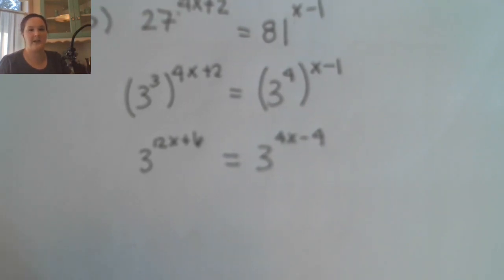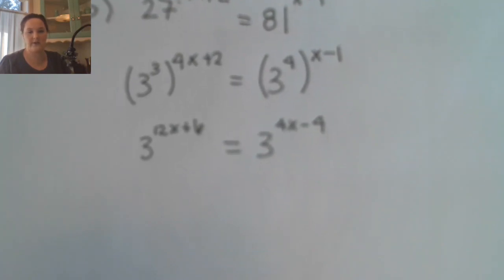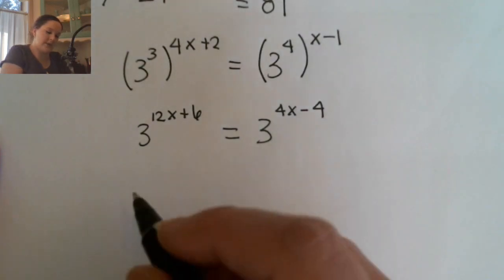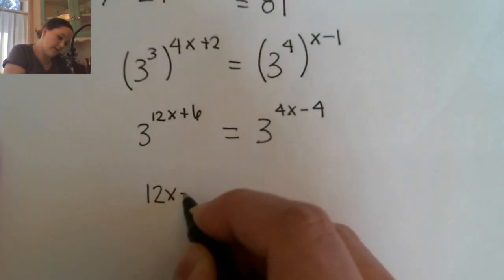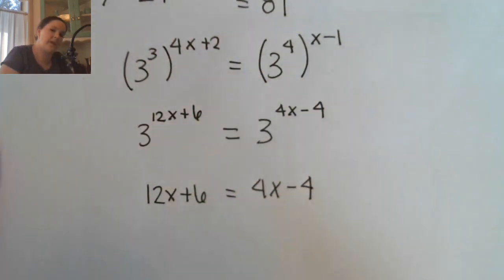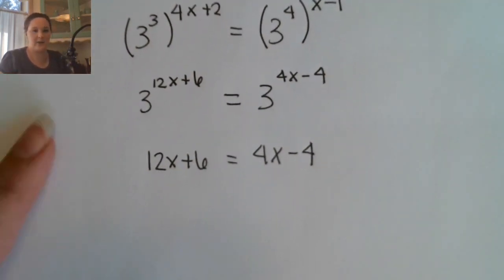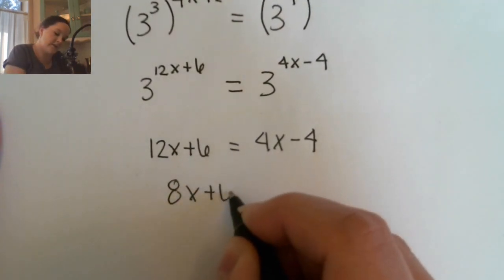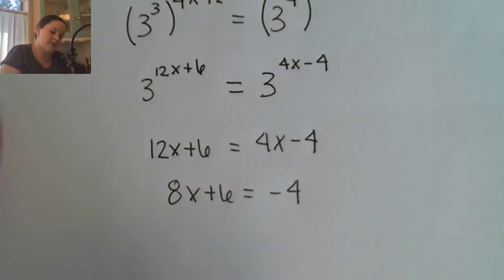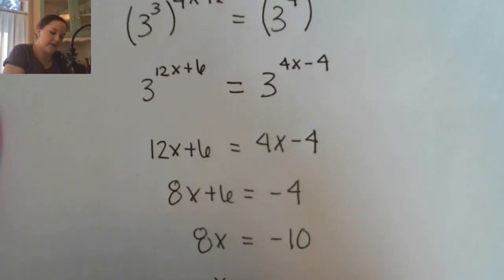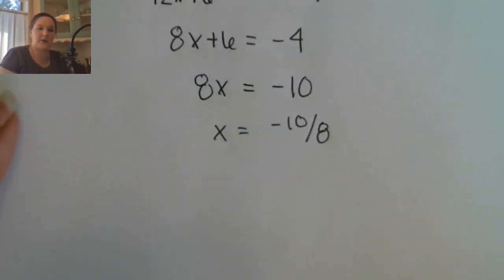Now we're to the step where we need to actually equate our exponents. Okay. So we're going to set our two exponents equal to one another. Okay. And now we have a linear equation that we know how to solve. So I'm going to subtract 4x from both sides, subtract 6 from both sides, and divide. Okay, and then I'm going to reduce my fraction.